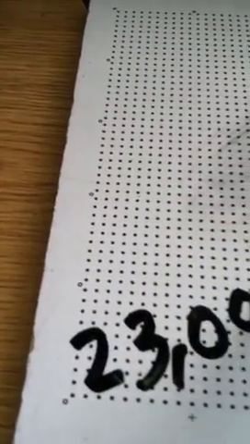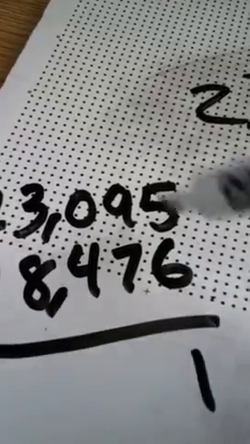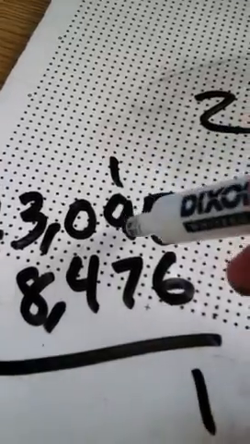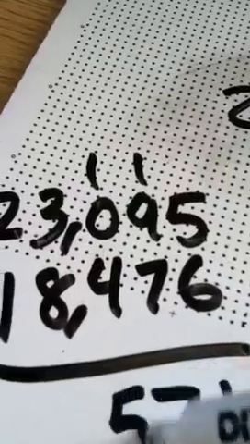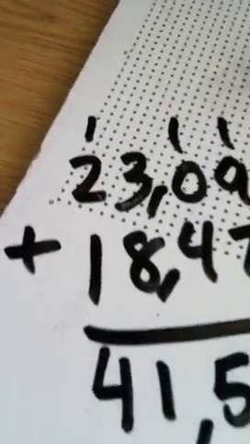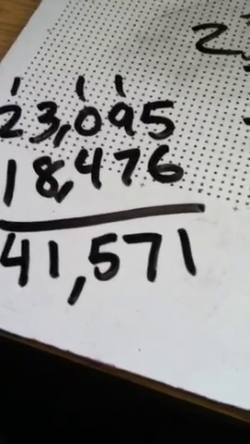I'm now going to take my two products, which was 23,095 and 18,476, and I'm going to add them together. So 5 plus 6 is 11. Put down my 1, carry my other 1. 1 plus 9 plus 7 is 17, put down my 7, carry my 1. 1 plus 4 is 5. 3 plus 8 is 11. Put down my 1, carry my other 1. 1 plus 2 plus 1 is 4. So my final answer should be 41,571.